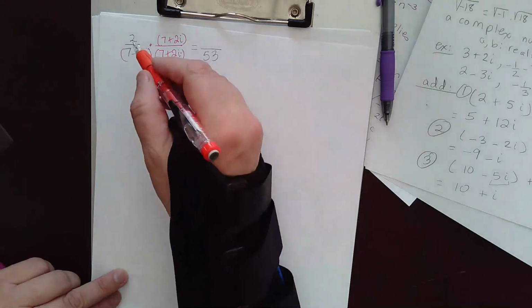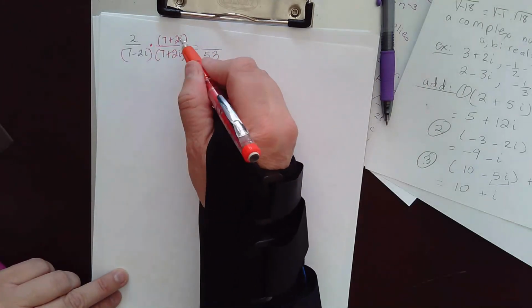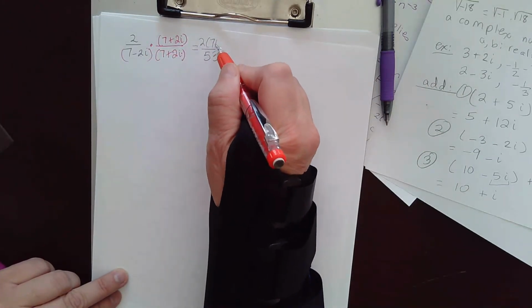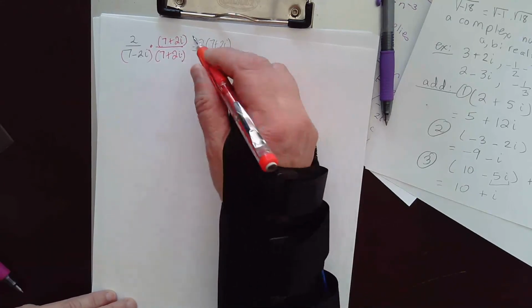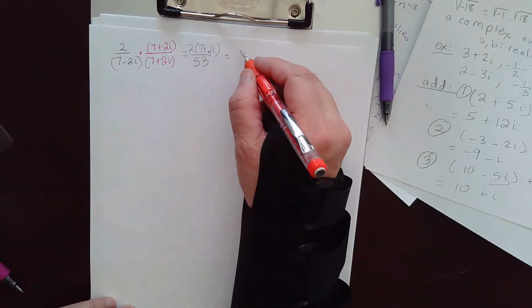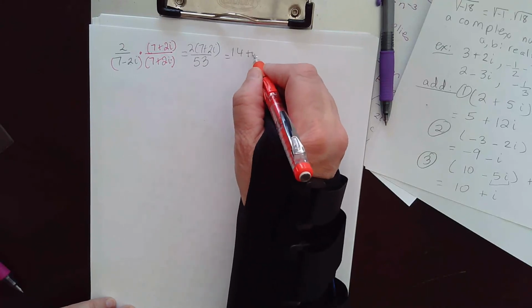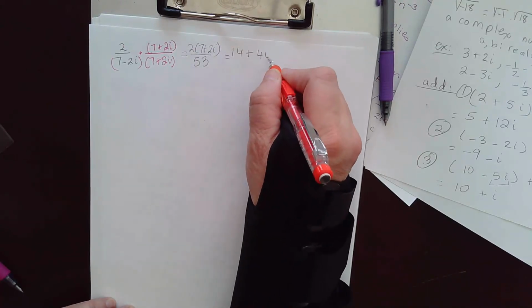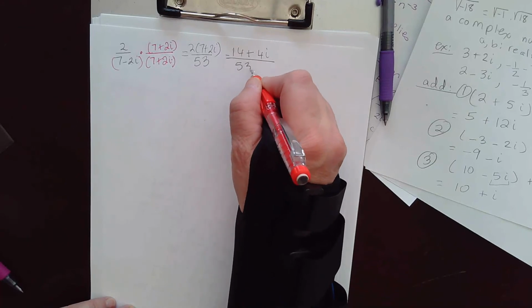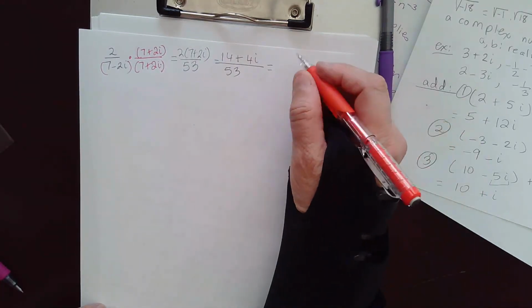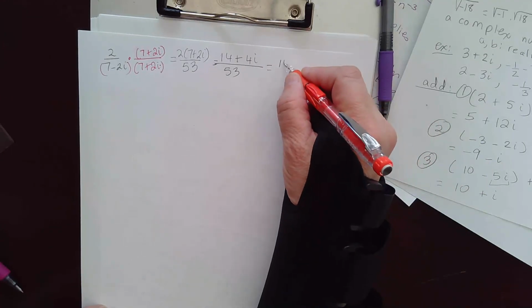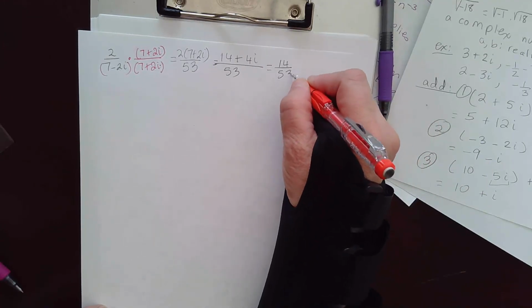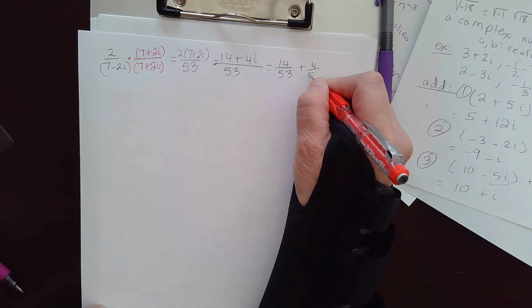And then you can leave this as 2 times 7 plus 2i, but we want to write it in the form of a plus bi. So we need to distribute. 2 times 7 is 14. 2 times 2 is 4i, divided by 53. Let's write it in complex form a plus bi. So you separate them: 14 over 53 plus 4 over 53 i.